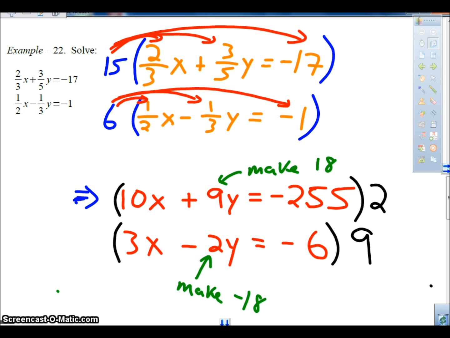And so we'll multiply the top equation by 2. That'll give us an 18y on top. We'll multiply the bottom equation by 9. That'll give us negative 18y on the bottom. And then when I add those together, the y's will cancel out. So what are we going to get here?